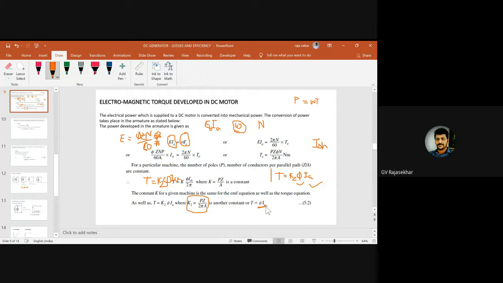We have to remember this because we are going to use this equation in the problems.